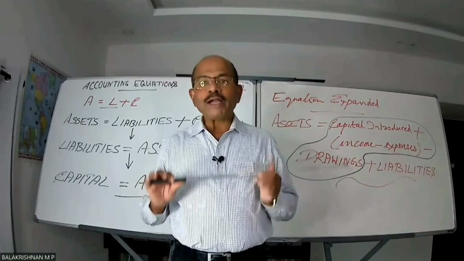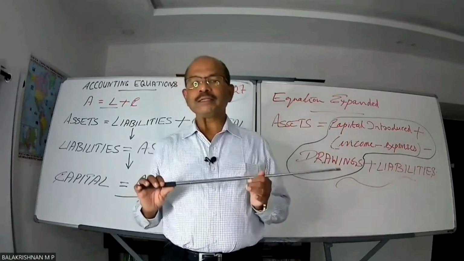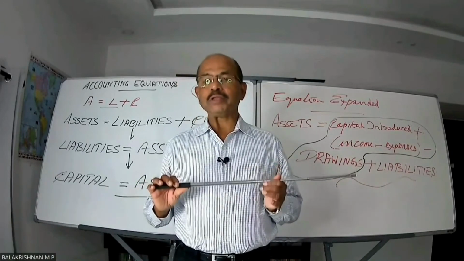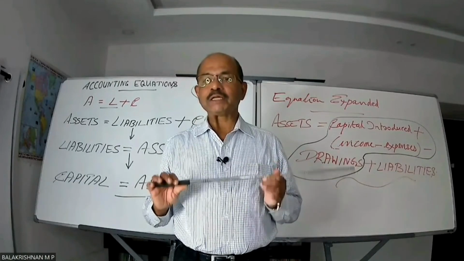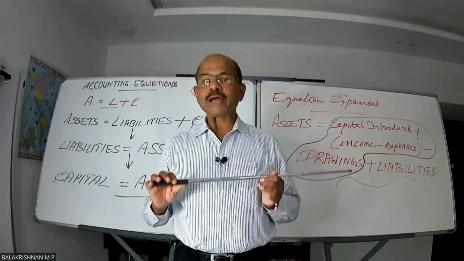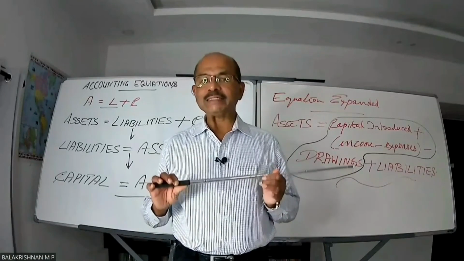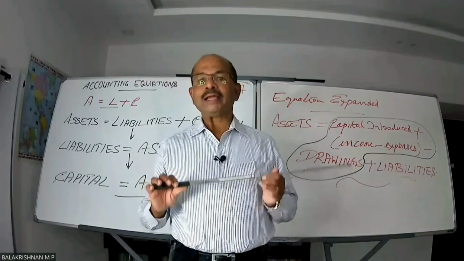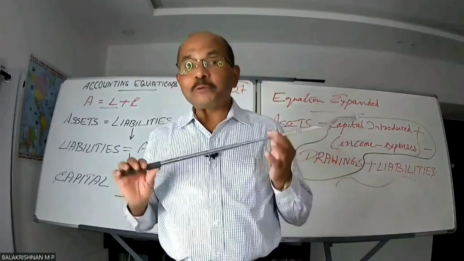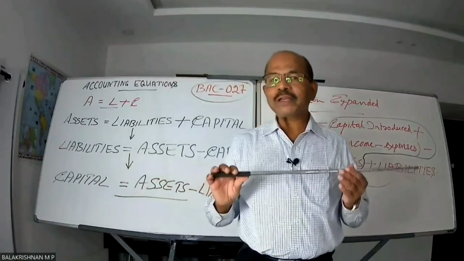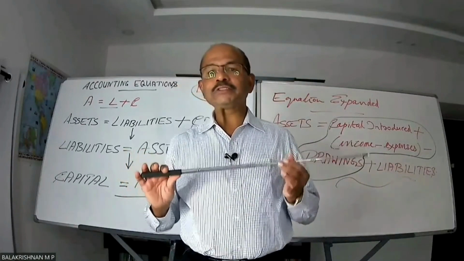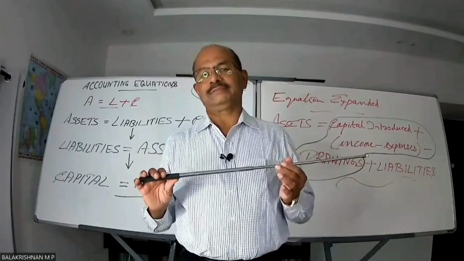Now, why will the accounting equation always balance? Because the dual aspect of accounting for income and expenses will result in equal increase or decrease to assets or liabilities. That is the fundamental principle.